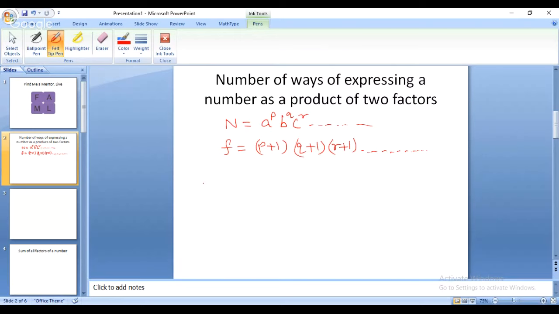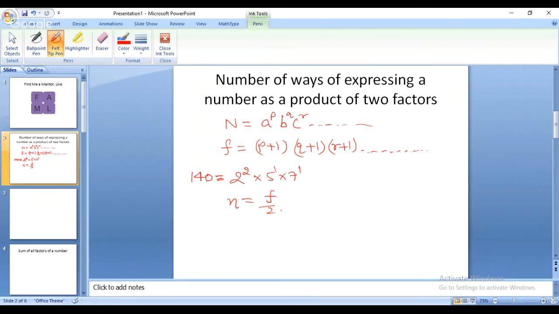So we had taken the number 140 in the last video. 140 was our number. It can be written as 2 to the power 2, 5 to the power 1, and 7 to the power 1. So the number of ways of expressing the number as a product of two numbers, let's say that is small n, the formula would be the number of factors upon 2 for this number.